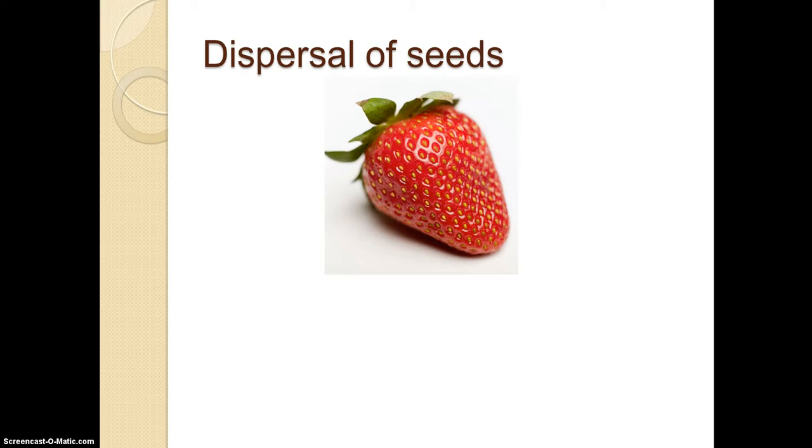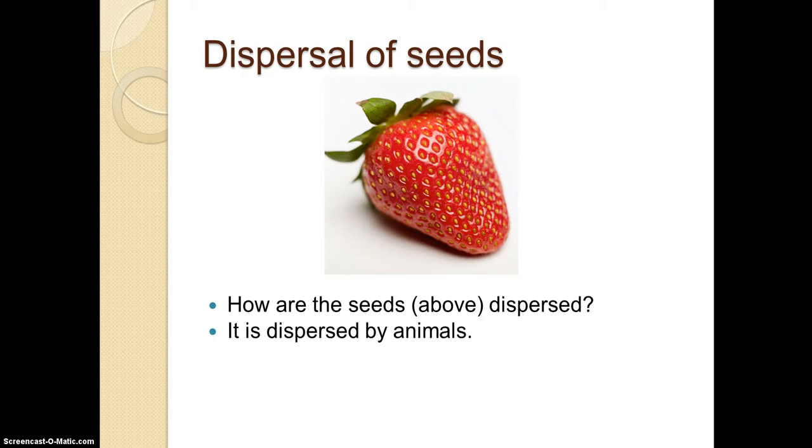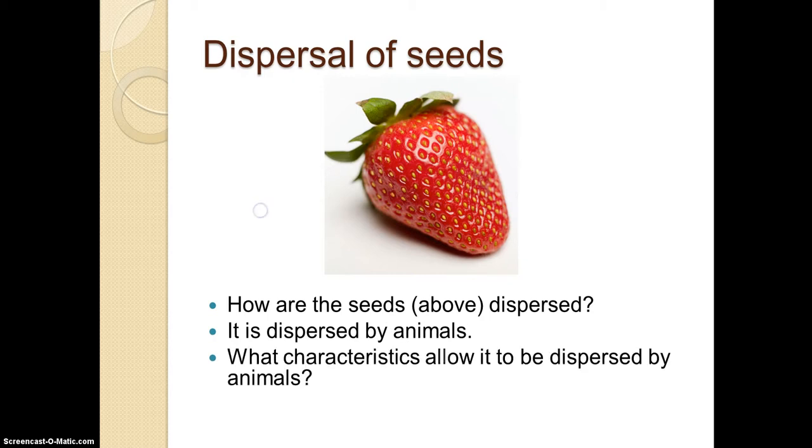Next, how are the seeds above dispersed? They are dispersed by animals. What characteristics allow it to be dispersed by animals? It has an edible outer covering.